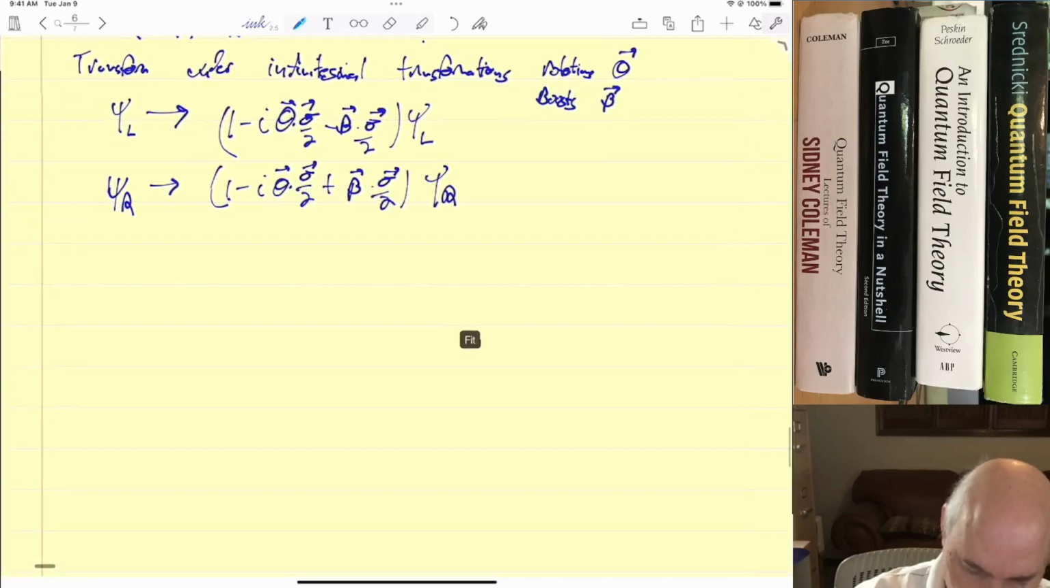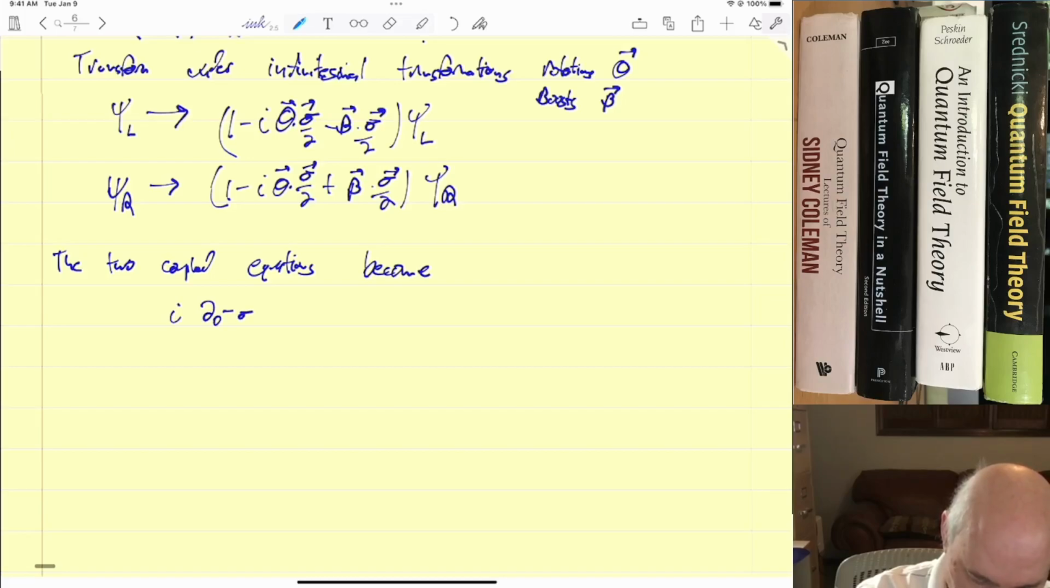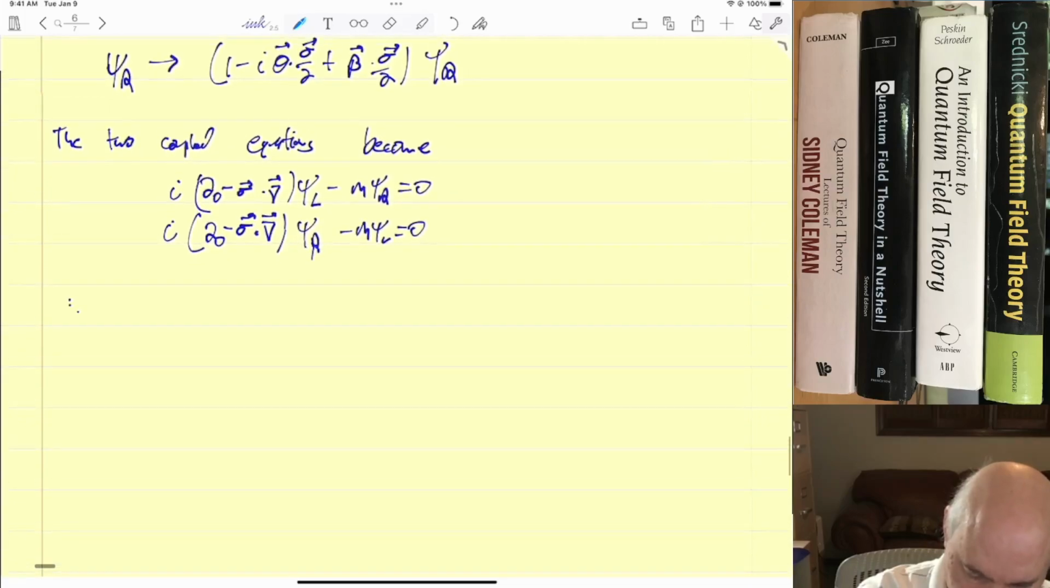And the two coupled equations become i sigma bar dot partial psi L minus m psi R equals 0. And i sigma dot partial psi R minus m psi L equals 0. Now if m equals 0, the equations decouple and we get the Weyl equation.